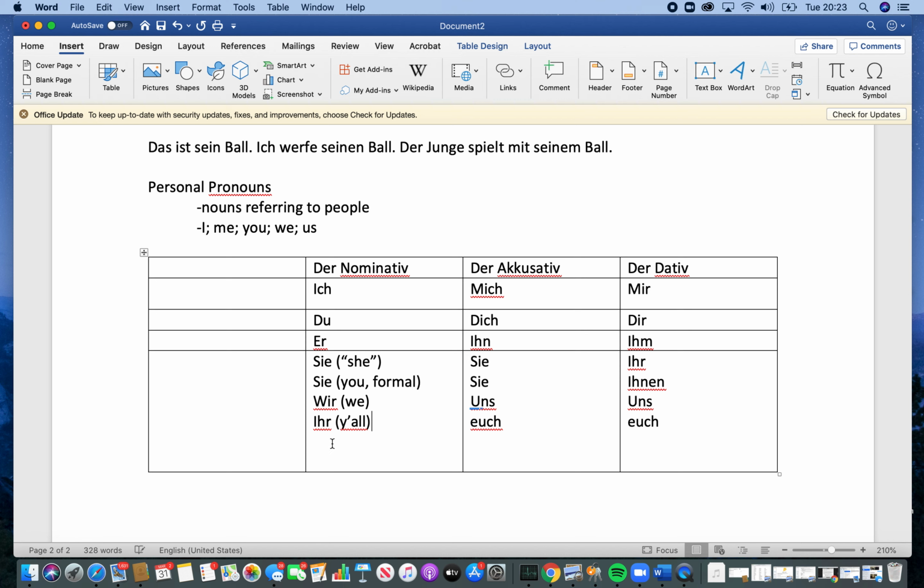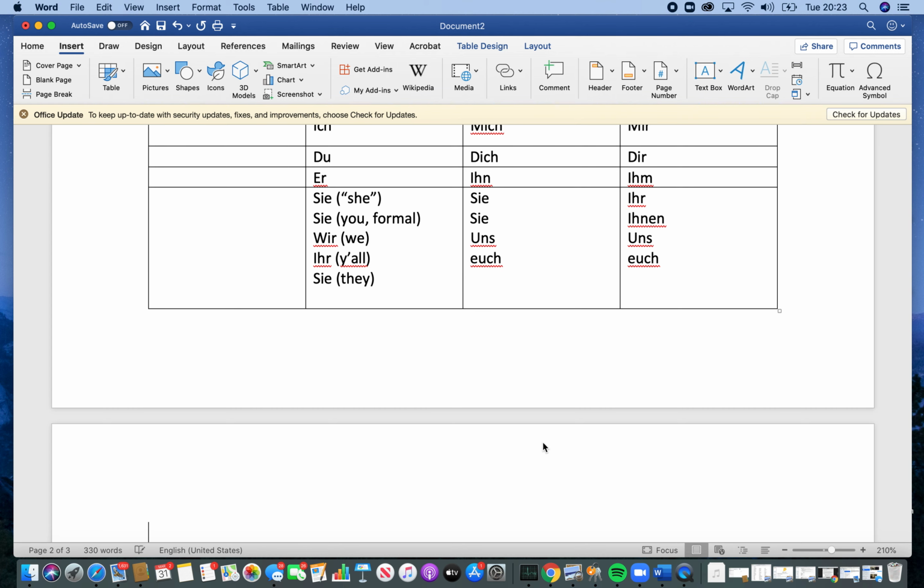Was haben wir denn noch? Sie. Oh wait, we did she already. We have sie, they. We could do that as well. It works the same as you formal. So sie. Sie. Ihnen.